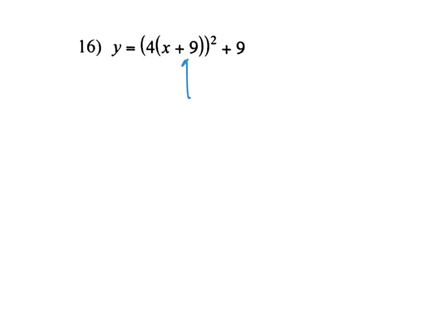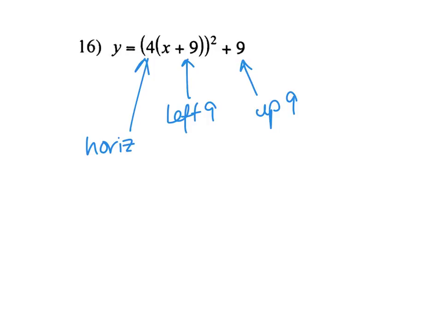All right, and then on question 16, if we look here, we're going to name all these. So this positive 9 on the inside is going to be a left 9. Plus 9 on the outside is going to be up 9, and the 4 on the inside, so we're on the inside, which means left to right, so we're talking about horizontal. We want to be opposite, so instead of 4, that's 1/4, and now that that's a fraction, that's going to be a compression, so that's going to be a horizontal compression of 1/4.